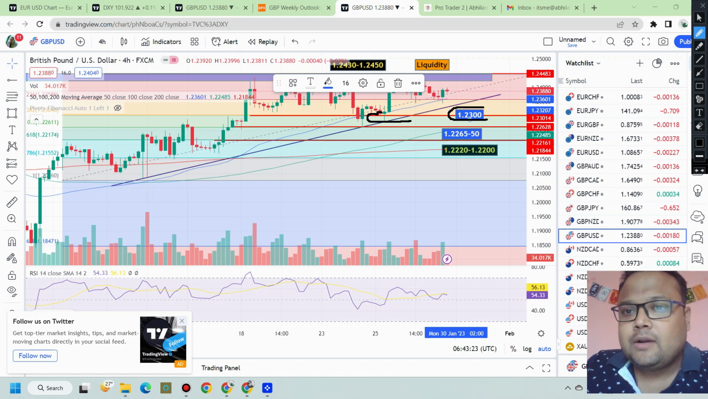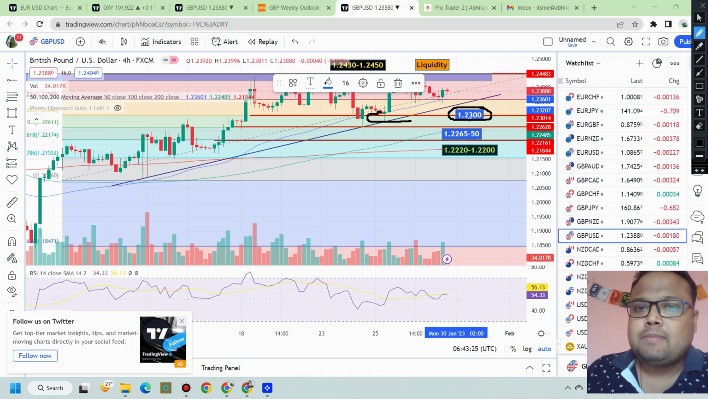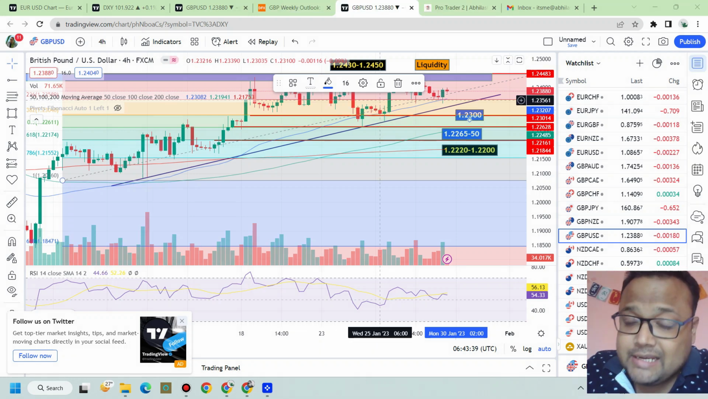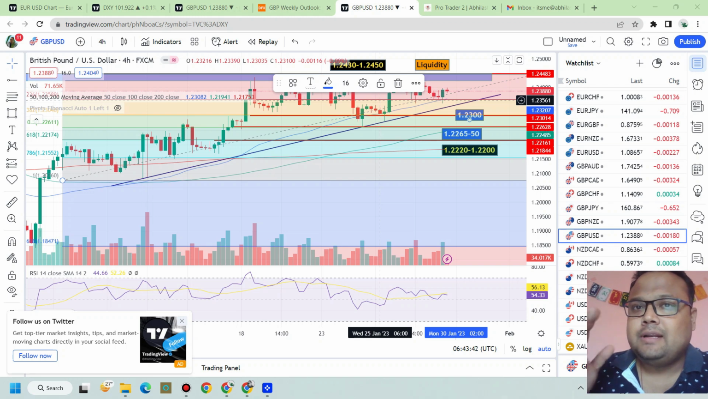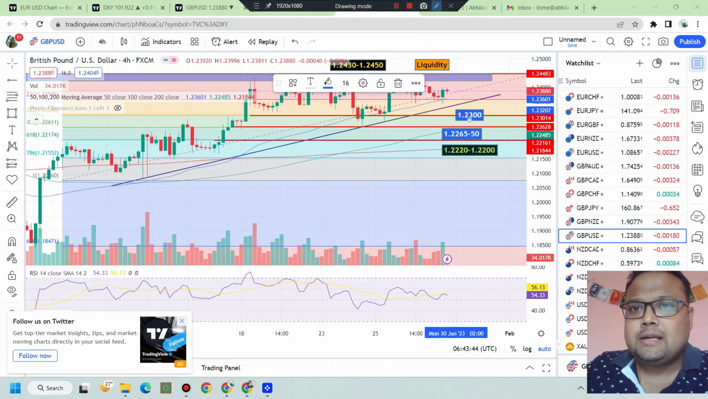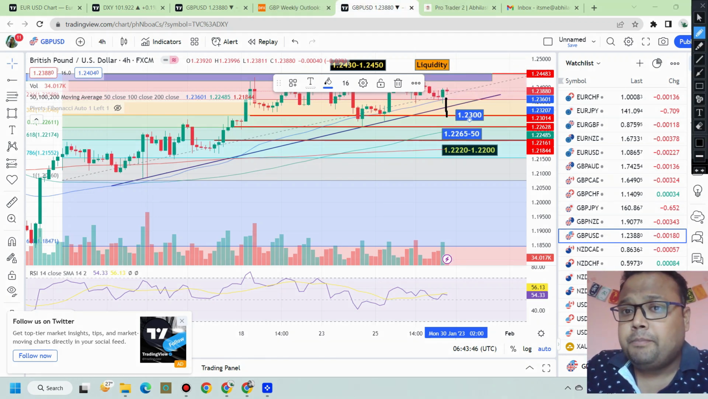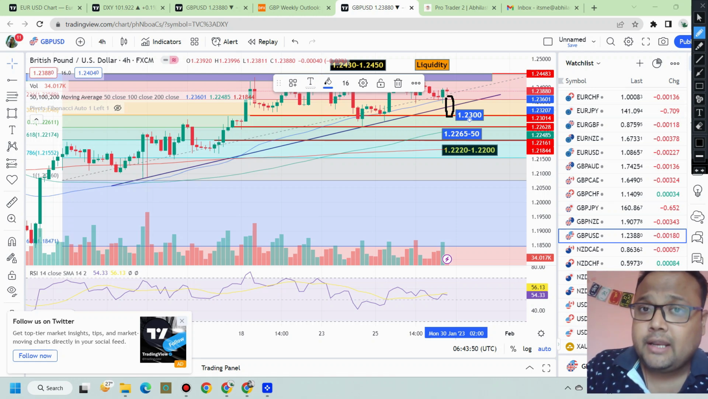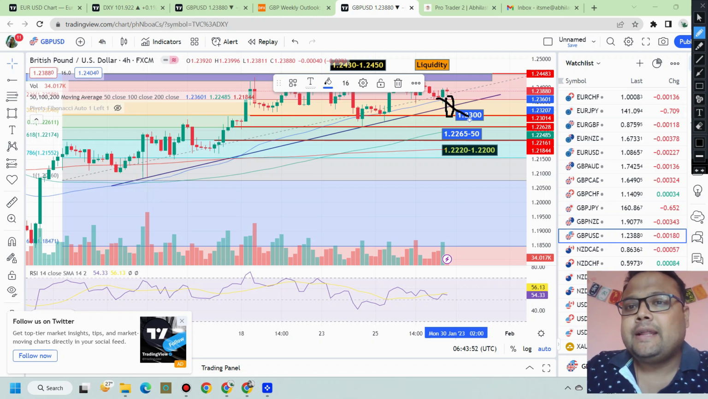So observe the market at 1.2300. If you see the market taking support, if you see price rejection from below, you can consider taking a buy position. In case the selling pressure is high, let's assume the market comes down with a big red candle, then obviously selling pressure is very high, sellers are dominating the market. So as a result, you cannot expect the market to take support around 1.2300.